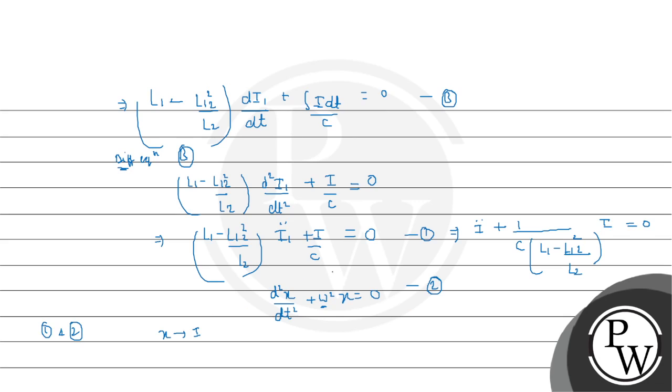So by 1 and 2 यहाँ पे कोफिशिएंट 1 है, सो x is analogy to I एंड हेयर x का ये है, तो यहाँ पे ओमेगा स्क्वायर का कोफिशिएंट क्या बन रहा है, ओमेगा स्क्वायर का कोफिशिएंट बन रहा है 1/C (L1 माइनस L12 स्क्वायर बाय L2)। ये कोफिशिएंट बन रहा है ओमेगा स्क्वायर का, तो हमें ओमेगा कैलकुलेट करना है, तो दिस इज रूट ऑफ 1/C (L1 माइनस L12 स्क्वायर बाय L2).